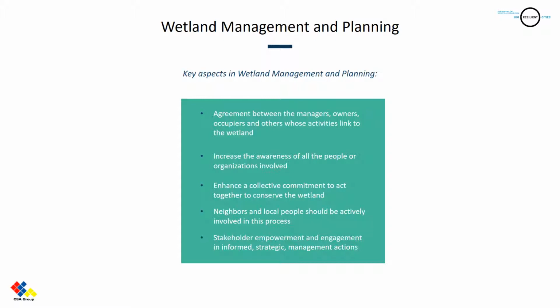Here you will see key aspects in wetland management and planning. It is very important to have agreement between the managers, owners, occupiers, and others whose activities are linked to the wetland. How can you increase the awareness of all the people or organizations involved? Enhance a collective commitment to act together to conserve the wetland, involving the neighbors and the local people to be active in this process. Stakeholder empowerment and engagement in informed, strategic management actions. Those are very key actions to have your management plan, and also to execute your management plan.